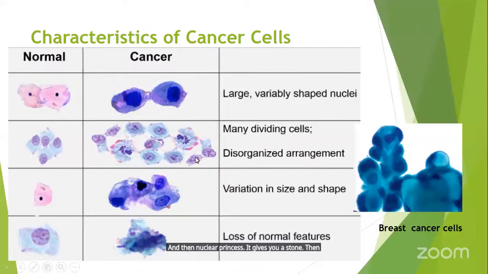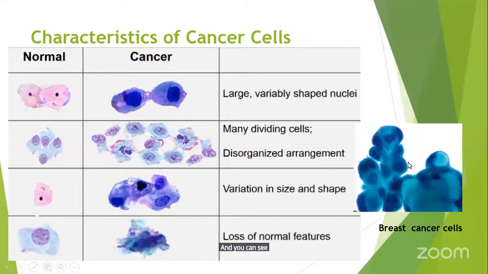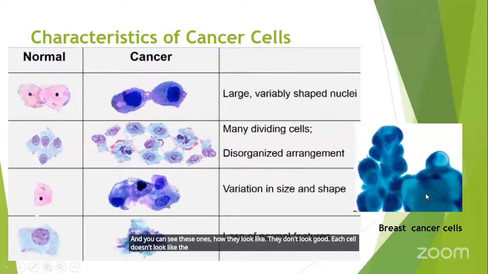Then you will also find that there are so many dividing cells. A normal cell divides at a certain sequence. But if the cells are cancerous, they divide very quickly and they produce beautiful things called mitotic figures. Like this one is a mitotic figure and it shows a high lesion, mostly associated with malignancy. Then they also vary in shape and size, and sometimes they lose the normal structure. They look like they are not cells, but they are cells. And you can see these ones, how they look. They don't look good. Each cell doesn't look like the neighbor, and this is a feature of malignancy.